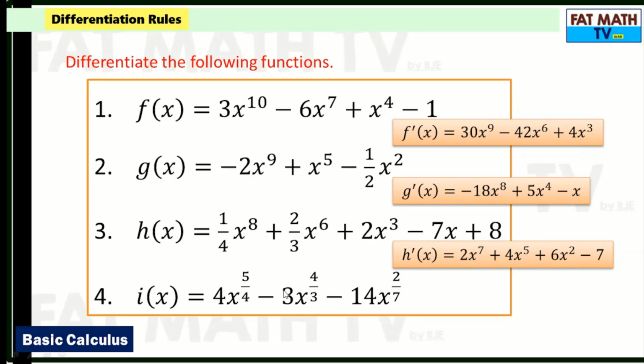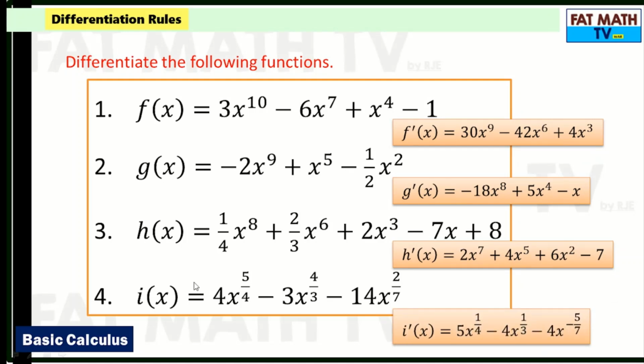Okay, for number 4, i of x is equal to 4x raised to 5/4 minus 3x raised to 4/3 minus 14x raised to 2/7. So the derivative of that is this one. For the first term, 4 times 5/4 is 5, and then subtract 1 from 5/4, that's 1/4. Minus 3 times 4/3 is 4, and 4/3 minus 1 is 1/3. Minus, for this one, 14 times 2/7 is 4, and 2/7 minus 1 is negative 5/7. So this can be your final answer.